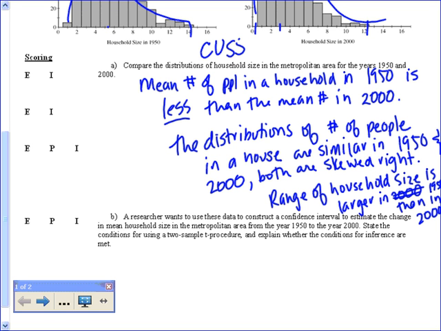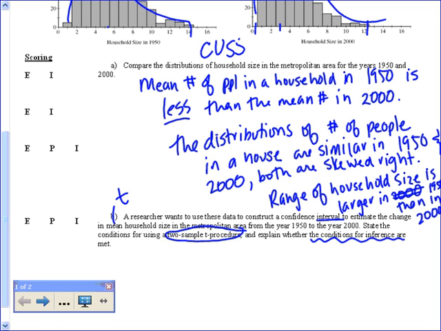Part B. A researcher wants to use the data to construct a confidence interval to estimate the change in mean. Remember, mean means t if you're talking about a test. They're talking about a two-sample t procedure, meaning test or interval. In this case, it's saying interval. Explain whether the conditions are met.